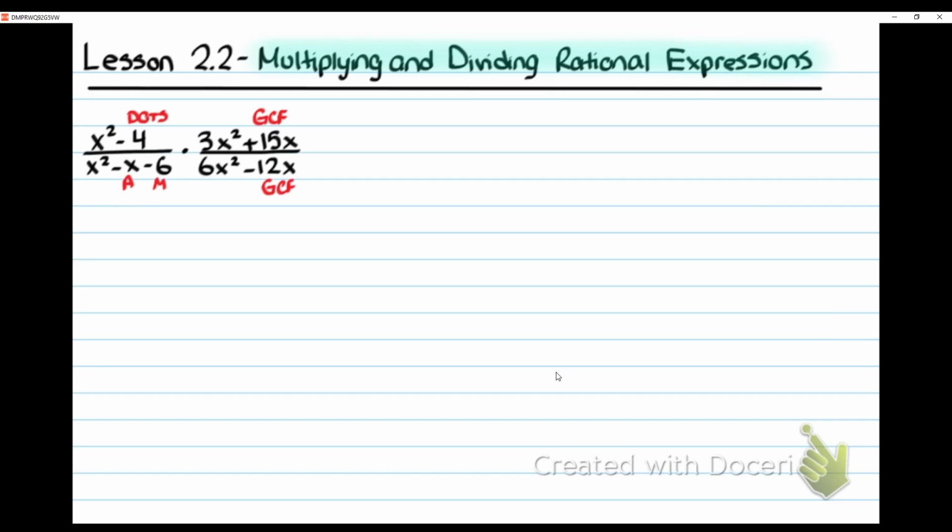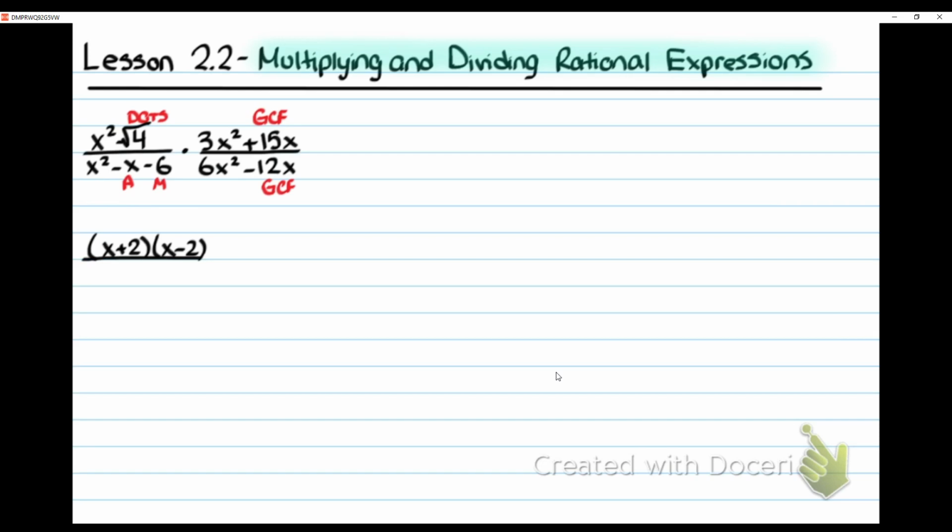So when we factor the numerator of the first fraction, x squared minus 4, when you factor by DOTS, that factors into x plus 2 and x minus 2. Remember that you take the square root of everything. So the square root of x to the second becomes x and x. The square root of 4 is 2 and 2. It's helpful to remember that when you're factoring by DOTS, you always have the same first and second term, but the signs in the middle are opposite.